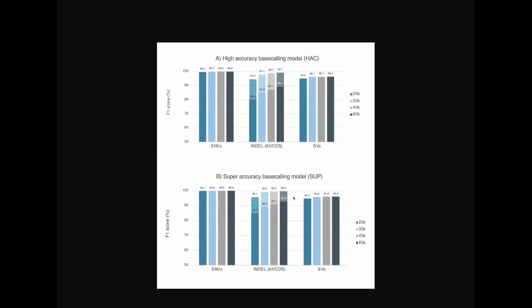between high accuracy and super accuracy, you're getting to the point where you're not seeing robust jumps in accuracy anymore, especially for single nucleotide variants at really all levels of depth. You're not really seeing huge jumps as you go from lower to higher depth or from hac to sup. If you have a 30x genome, it's a 99.7 to 99.8 F1 score change. So, you're not really going to see big jumps there.